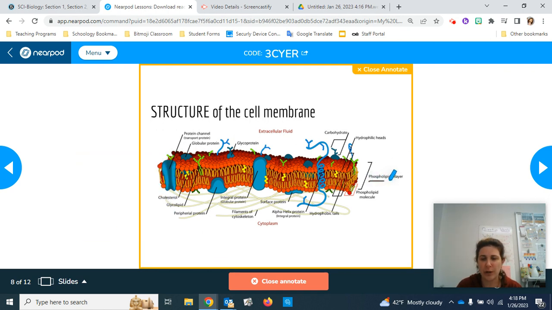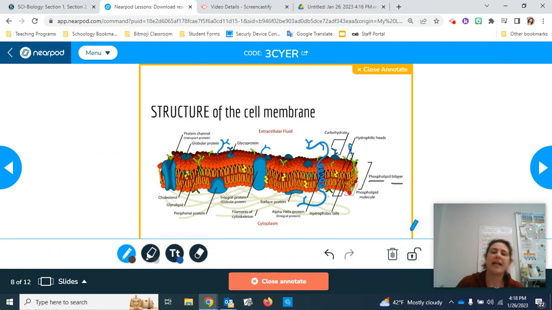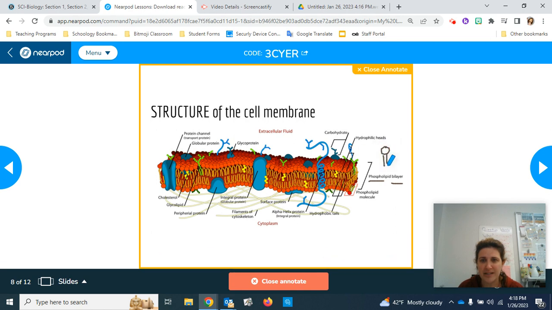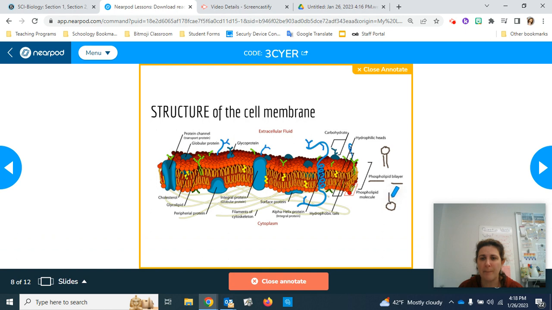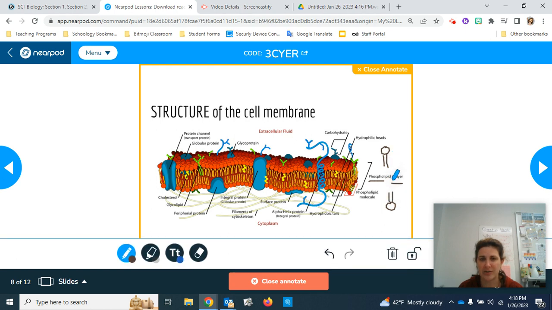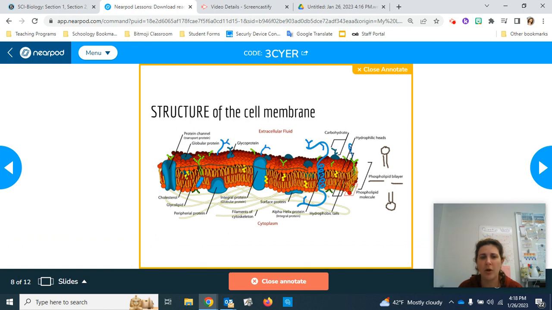So the phospholipid bilayer. It's called that because it's 2 layers. You see the one on the top, phospholipid like this. So it's red with the 2 yellow tails. Phospholipid on the bottom, red with the 2 yellow tails. That is a bilayer membrane. One on the top, one on the bottom.